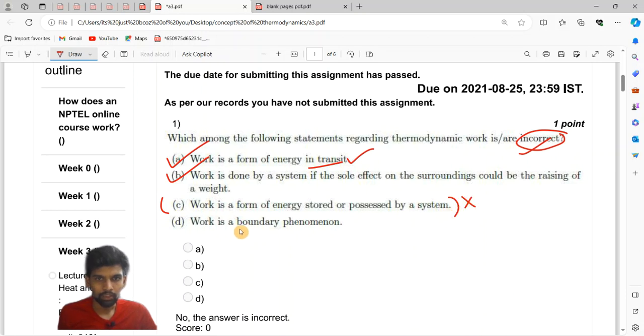Because it is a statement about a property, or we can say kinetic energy or internal energy. Because these energies are possessed by a body and are not work. Work is a boundary phenomenon, and that's what this statement is saying. So this is correct, and only statement C is incorrect, which is stating that work is a form of energy which is stored or possessed by the system. So work is not stored or possessed by the system.